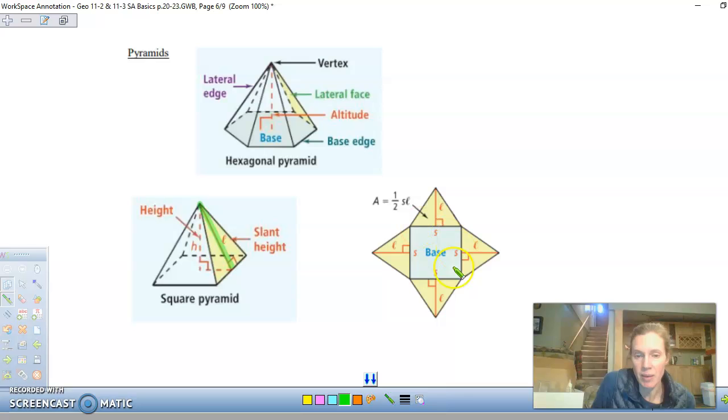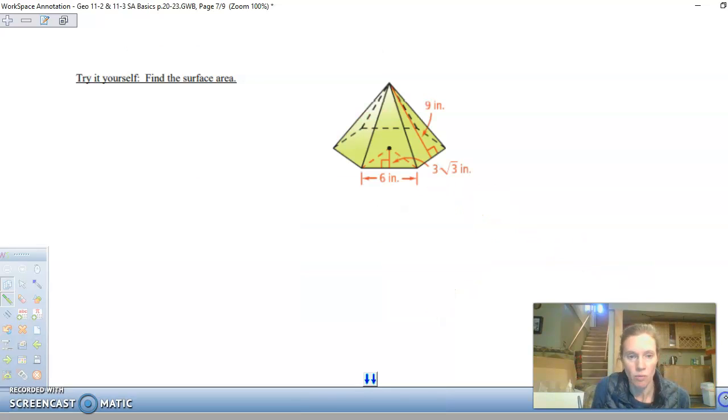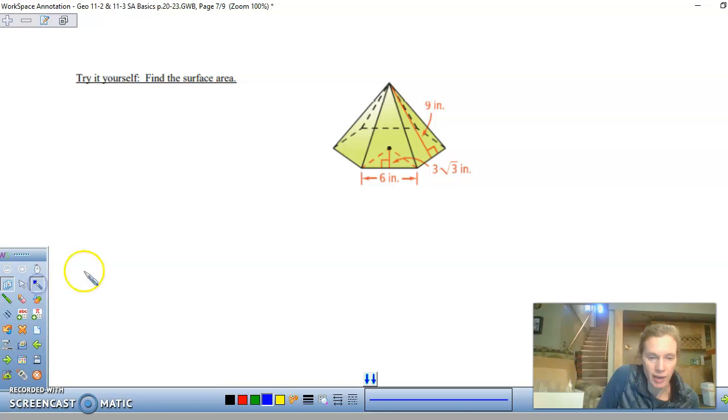But you are going to find the base area, and then you're going to use that slant height because that is the height for each of the triangles. So let's try one of those. Hexagonal pyramid. So I'm going to give you a couple of hints and then have you try it. So first of all, I would always start with the base, and I would highly recommend that you redraw the base.